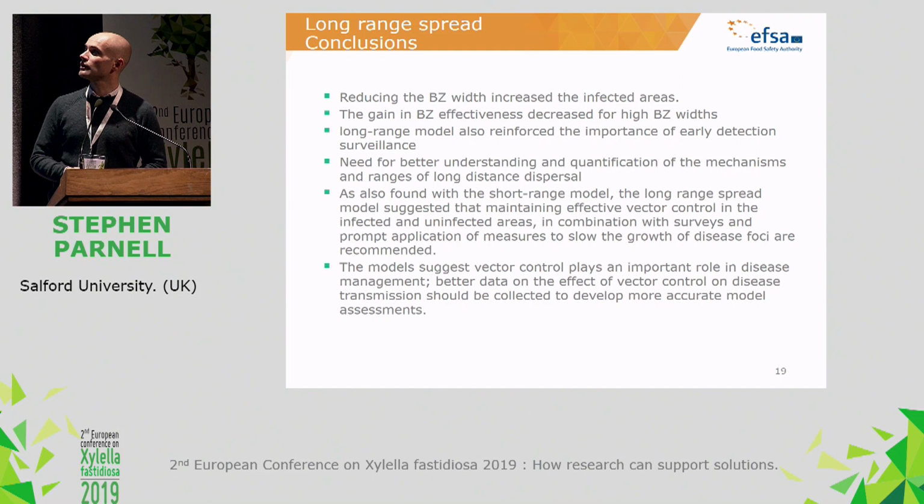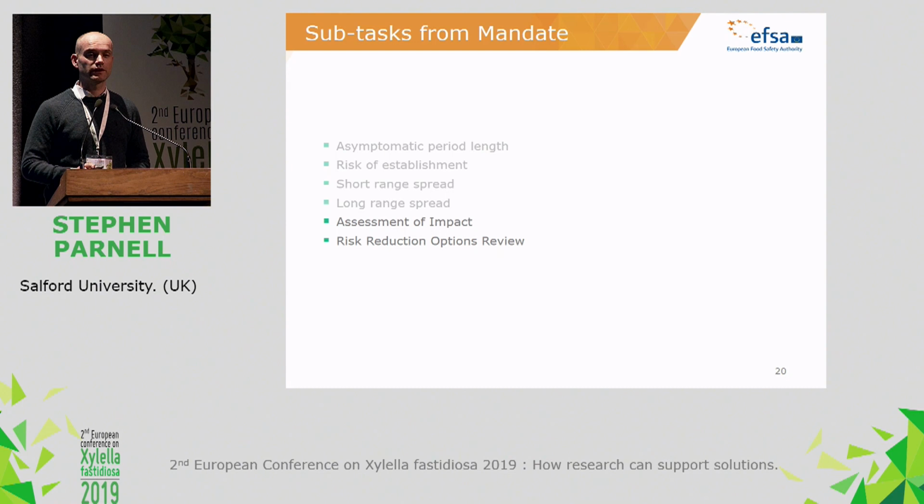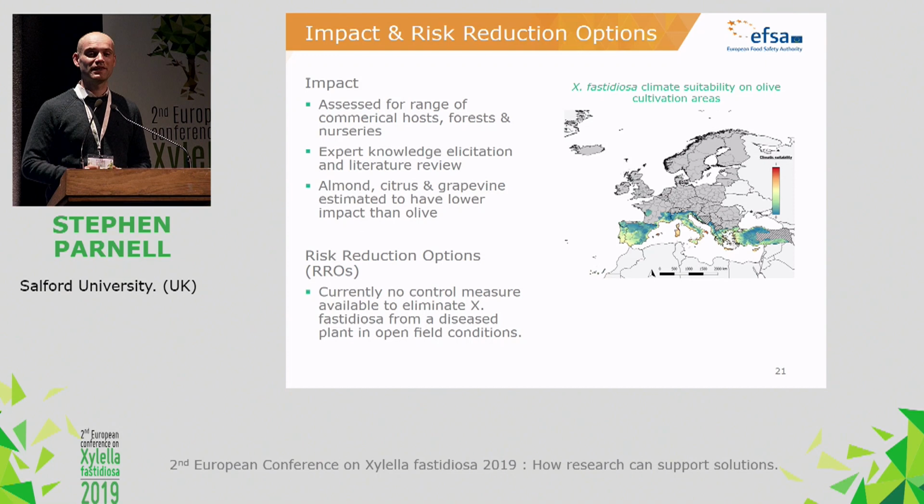So there were some similarities in terms of the conclusions with both models. The model suggests that vector control in combination with the surveys was effective in terms of reducing the epidemic. And then finally, just quickly, we also looked at assessment of impacts, but I don't have much time to describe that. We looked at expert knowledge elicitation for estimating impact in some hosts, and in others we used a literature review approach where there was less information available. And also at a range of risk reduction options, but importantly, none of which showed that there were methods currently available that could really eliminate Xylella from host plants.